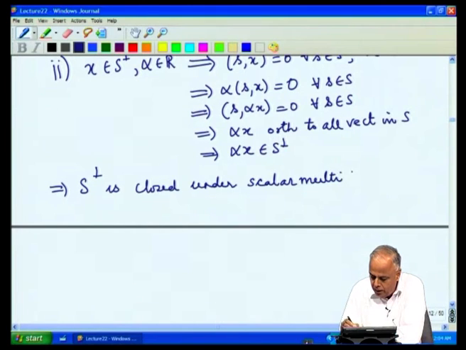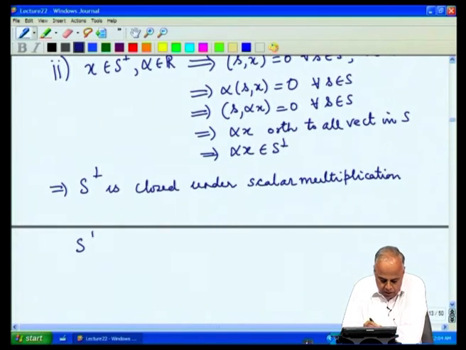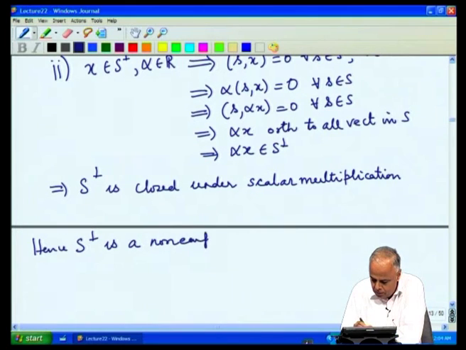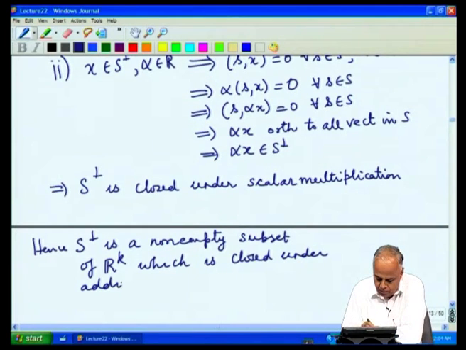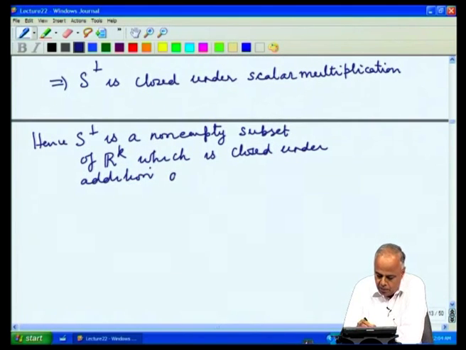So, what we have seen is that S perp is a non-empty subset of R^k which is closed under addition and scalar multiplication.